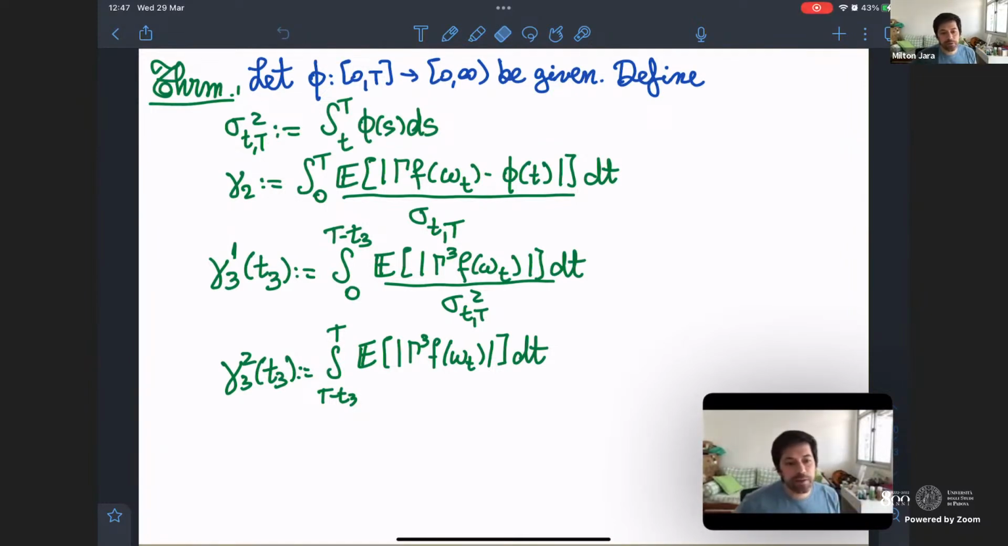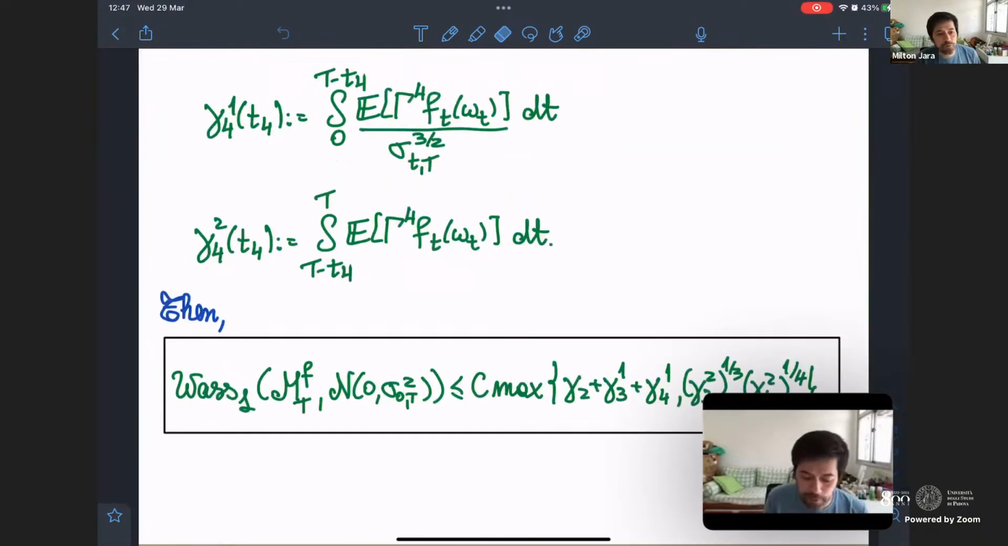So we define this gamma 3. Notice that you have to define gamma 3(1) and gamma 3(2), because the integral defining gamma 3(1) is usually not convergent. If phi is more or less constant, then sigma squared grows linearly in time, so you integrate something divided by t, which has a logarithmic divergence. That's why you have to take out a portion of the integral. You define the same thing for the fourth variation, with a similar formula. And the exponents that appear there make these numbers have the right scaling.